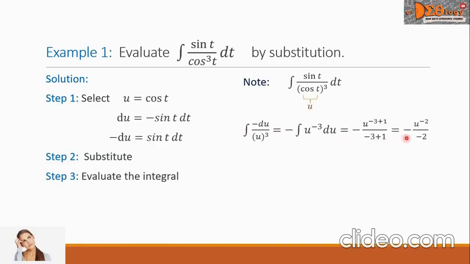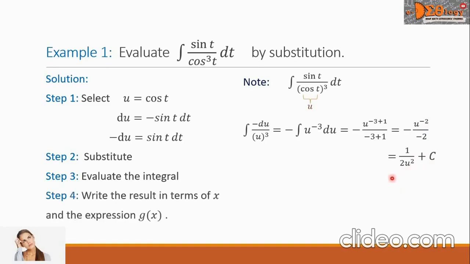So we have the negative of u raised to negative 2 all over negative 2. The negative sign of the fraction and the negative sign of the denominator will neutralize each other, so it becomes positive. And then, let us now rationalize the numerator with a negative power, so we have now 1 over 2u squared. And then, we write the plus c.